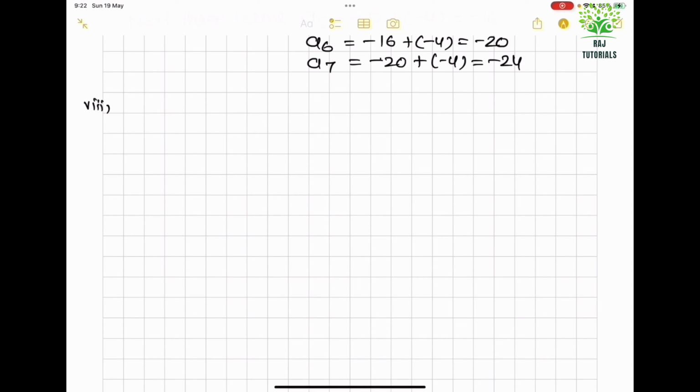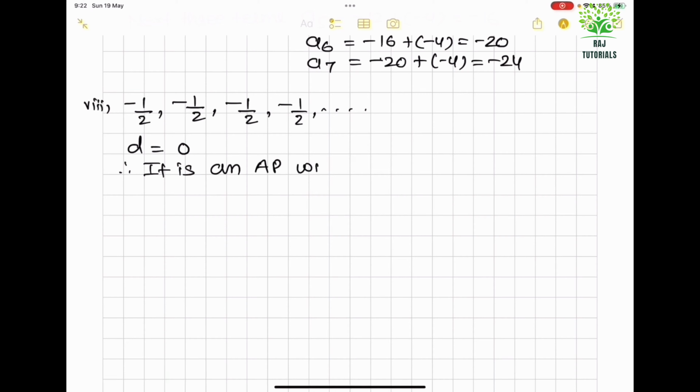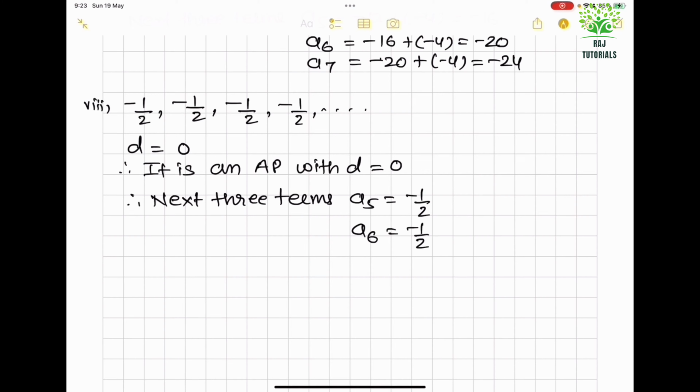Eighth one, minus half, minus half, minus half, minus half, and so on. So I can clearly see D will be 0. Therefore, it is an AP with difference 0. So next three terms, A5 will be minus half, A6 will be minus half, A7 will be minus half.